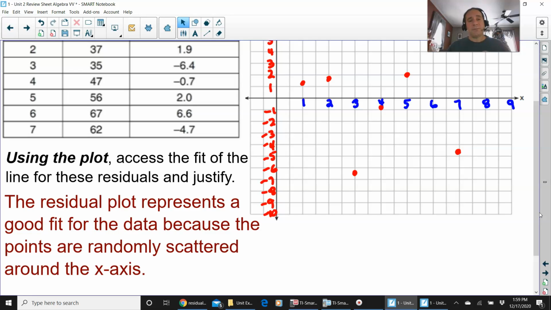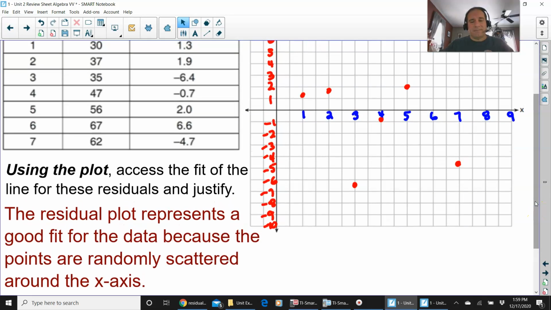So the residual plot represents a good fit for the data because the points are randomly scattered around the x-axis, that horizontal axis. So the linear regression model is a good fit. It's appropriate. If there was a U-shape of some sort, then it would not be an appropriate linear regression model. All right, and so that is it.